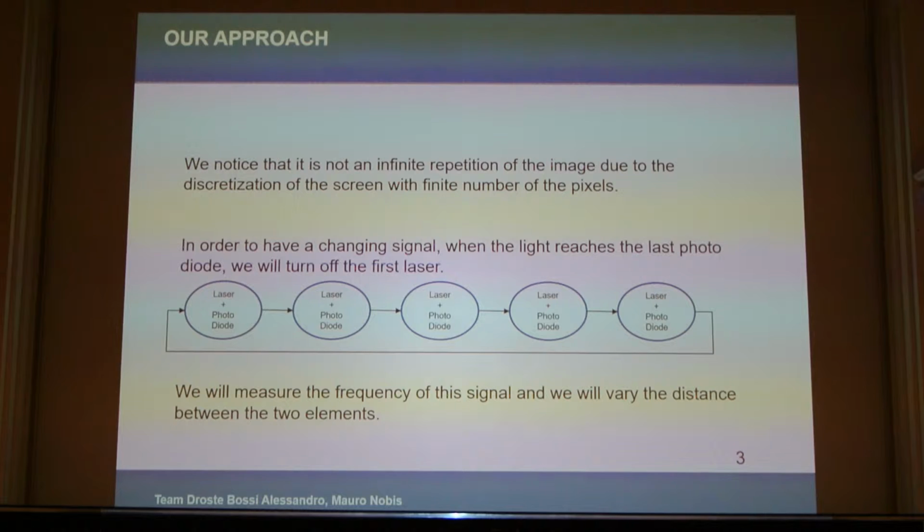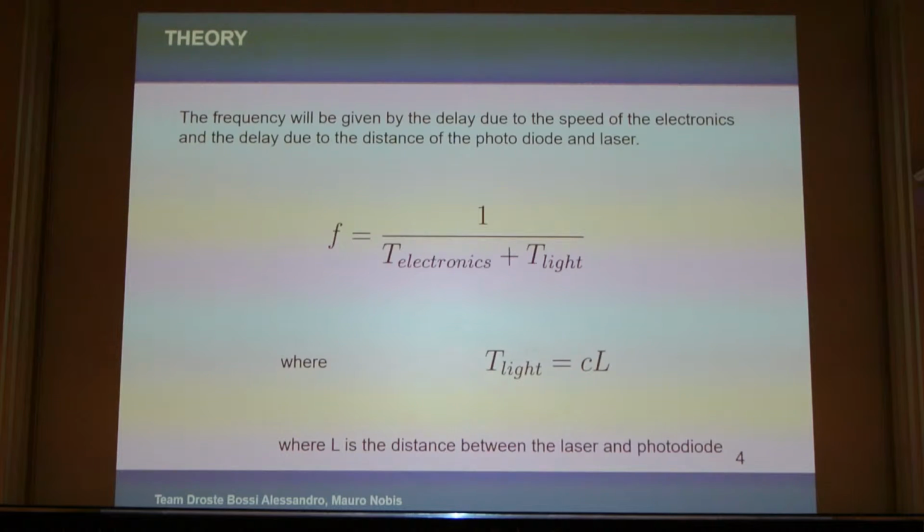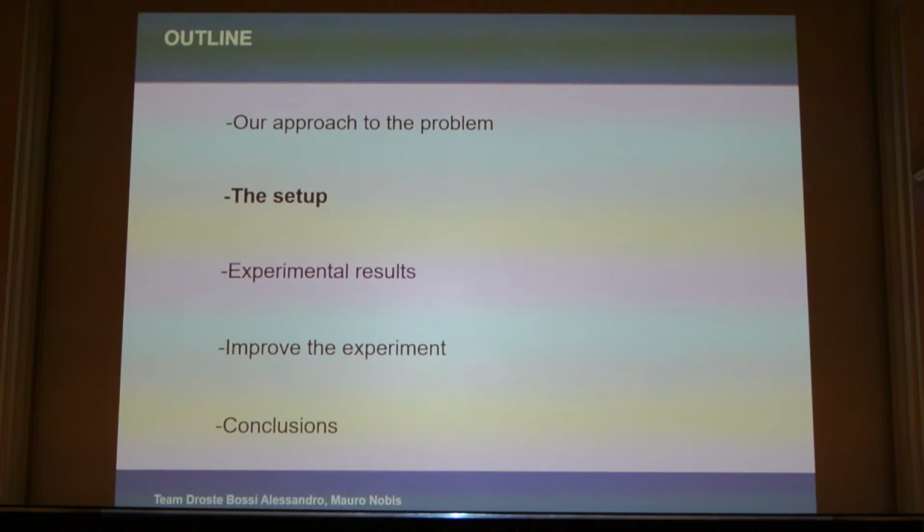And in order to have a changing signal, we will turn off the first laser when we reach the last photodiode. And we will measure the frequency of changing. The frequency will be given by 1 over the delay due to the electronics plus the delay due to the speed of light. And by changing the length between the lasers and photodiodes, we will try to measure the speed of light. So, the setup.